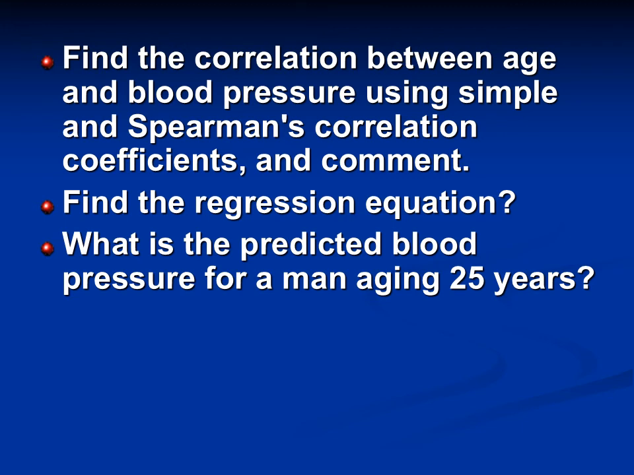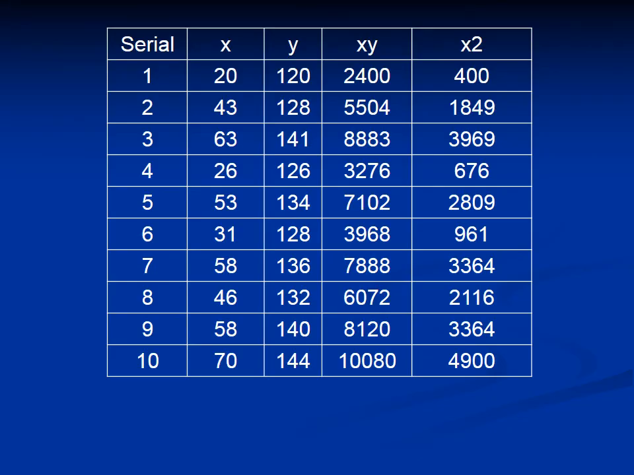This one requires us to find the correlation between age and blood pressure using simple and Spearman's correlation coefficients, and then we comment. And later on, find the regression line, the regression equation. I told you, for us to find the regression equation mathematically, it requires us to first compute the constants A and B, and then we are able to find the prediction line that we later use for prediction. The last part requires us to find the predicted blood pressure for a man aged 25 years. So this is an example that we are working on.